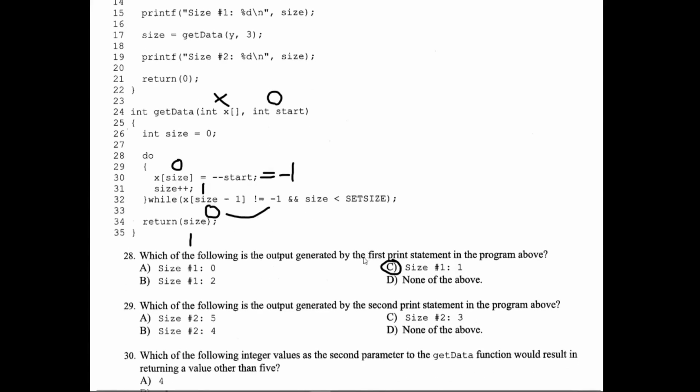Alright, moving on to 29. Which of the following is the output generated by the second print statement in the program above? It's a very similar process. It's going to pass a different array, y, this time, and the start parameter is 3. If we look at this logic, essentially for every iteration until you either reach the end of the array or start is equal to -1, it's going to repeat this loop.